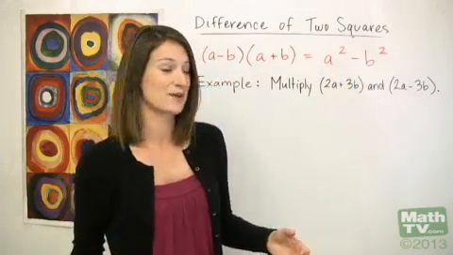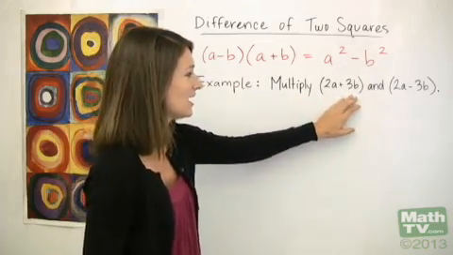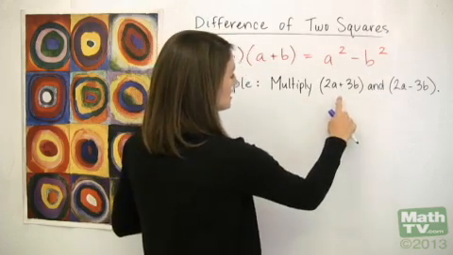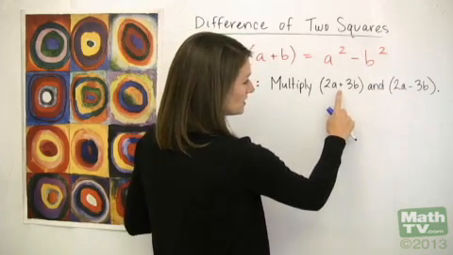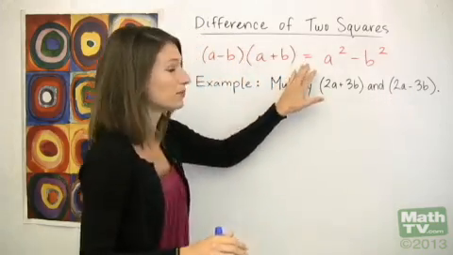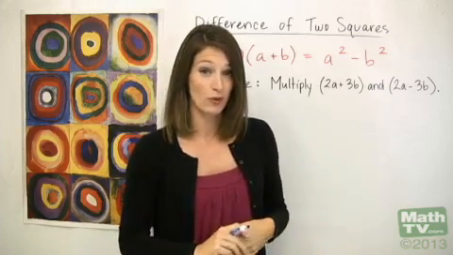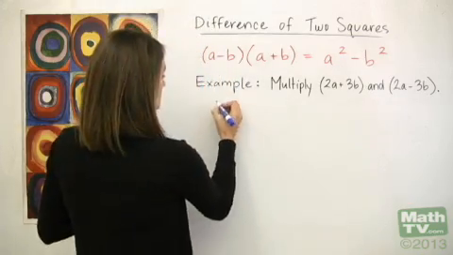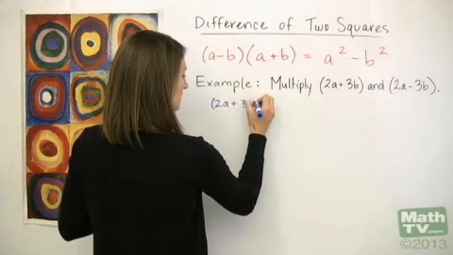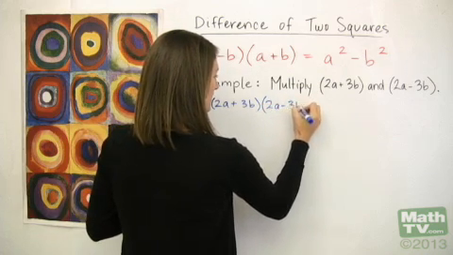So let's try an example. Suppose we're asked to multiply 2a plus 3b and 2a minus 3b. So as you can see, these are two binomials that only differ in their operation symbols. But first, before we apply this rule, let's multiply them out going the long way using FOIL and see what we get. So suppose we have 2a plus 3b times 2a minus 3b.